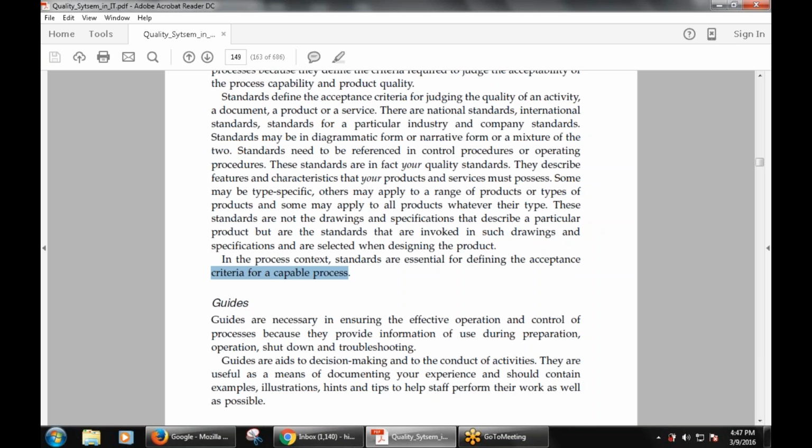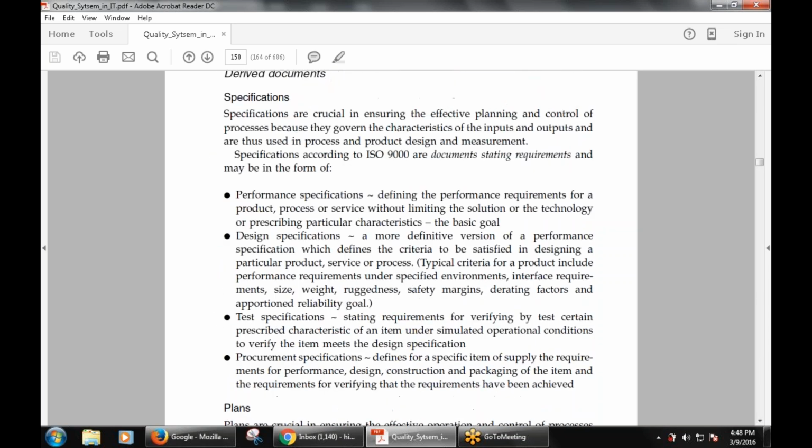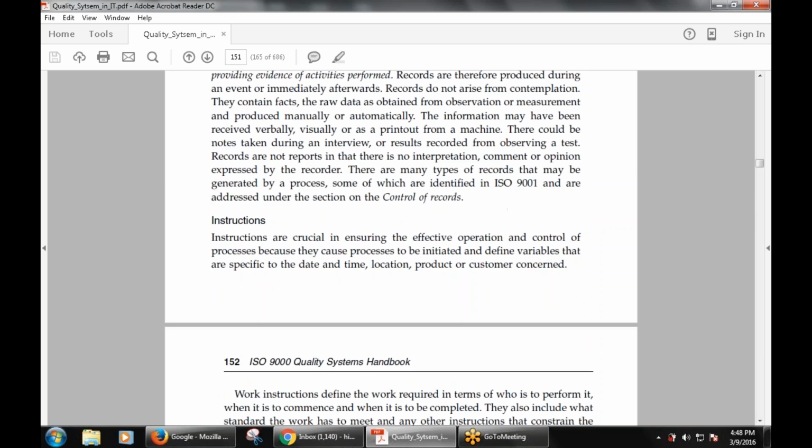So whenever we are using the guide, they are aids to decision making and to the conduct of the activity, and they are useful as a means of documenting your experience. So how to document your experience, that is a guide, and should contain examples, illustrations, hints and tips to help staff perform their work as well as possible. That is how the staff will perform their work, that is guides. That means I am guiding you on how to work the activities.